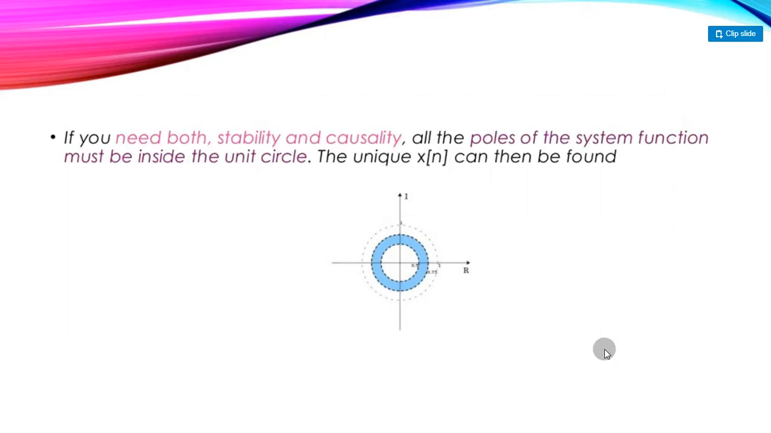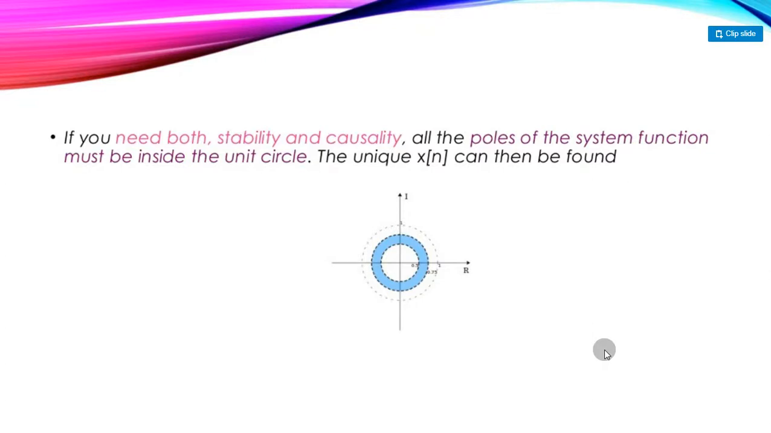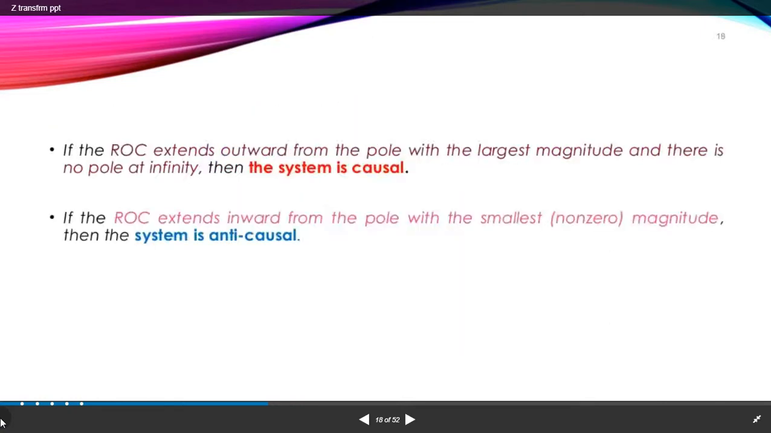Now, next. If you need both stability and causality, all the poles of the system function must be inside the unit circle. The unique x of n can then be found. So, these are the three pictures. In these last three slides, we have discussed how system stability and causality can be extracted using the Z transform property. Okay, so let's again go through that.